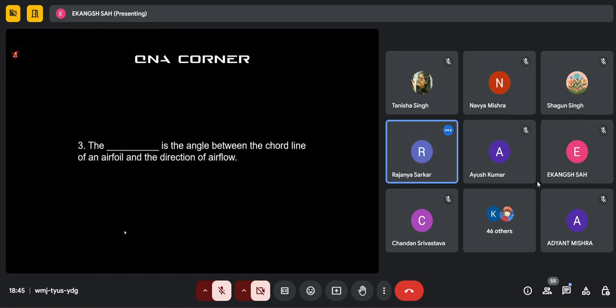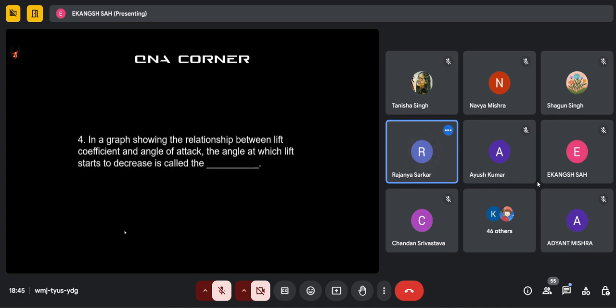we had some Q&A, like what is the angle between the chord line and direction of airflow? The answer was angle of attack, or to be more precise, it was the geometric angle of attack, right? And next, in the graph showing the relationship between the lift coefficient and angle of attack, the angle of attack at which the lift starts to decrease is called the stall angle, as we have discussed. Moving on.